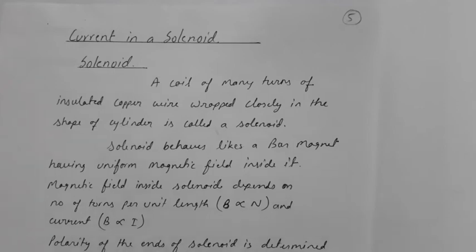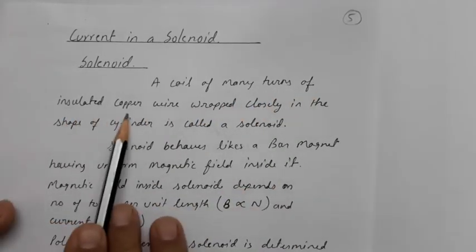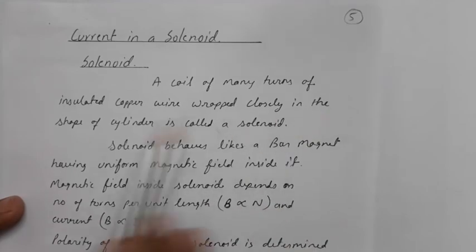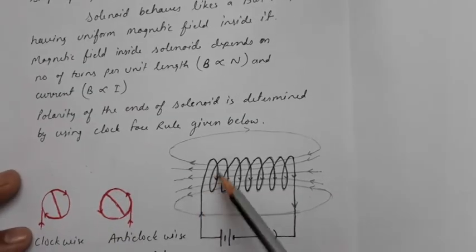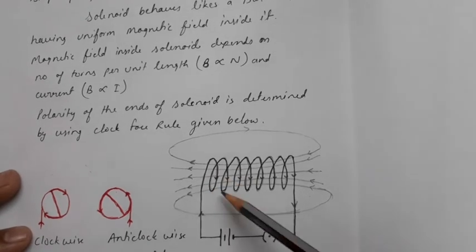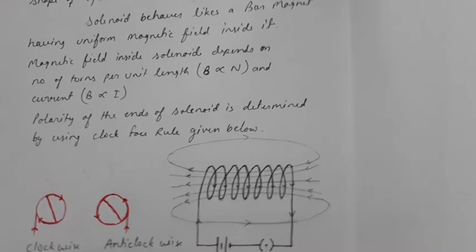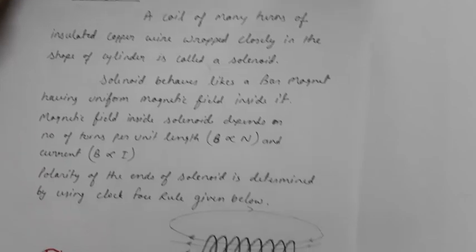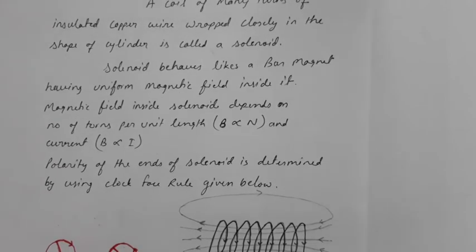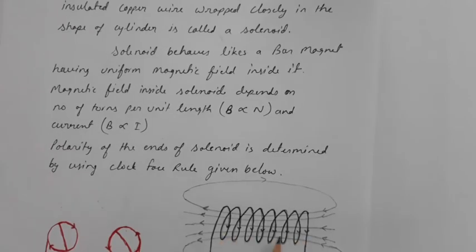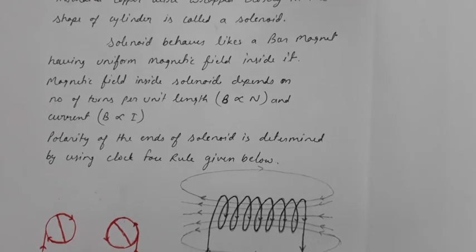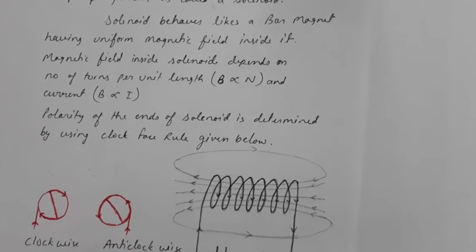So a solenoid is a coil of many turns of insulated copper wire wrapped closely in the shape of a cylinder. Like this, this is its diagram. This is an insulated copper wire, and we have wound it, turned it round and round. It is just like a spring. Just as a spring is, it has a cylindrical shape. So this is a solenoid. Whenever we pass a current through a solenoid, the magnetic field of the solenoid will be exactly the same as that of a bar magnet. Just as a bar magnet has a magnetic field, similarly a solenoid has a magnetic field.